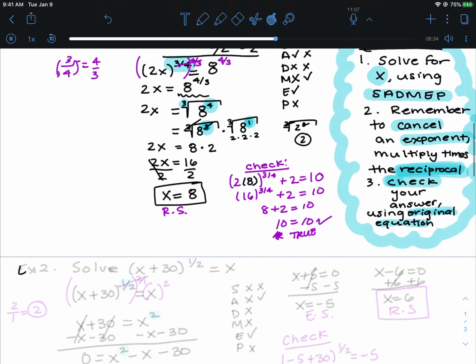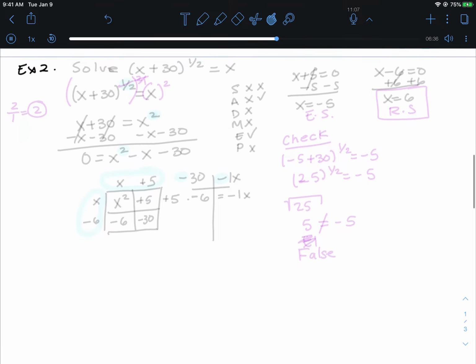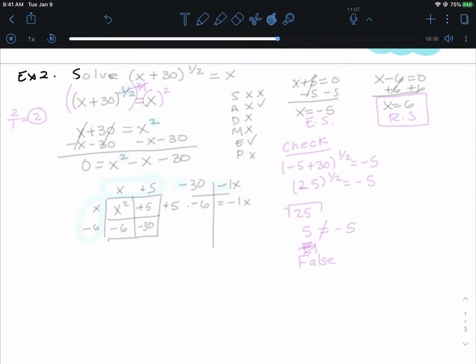Moving on to the second example, we are going to solve x plus 30 to the power of 1/2 equals x. I'm just going to go ahead and rewrite this right here. So I'm going to solve this using SWBAT.